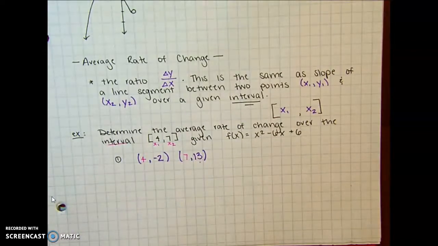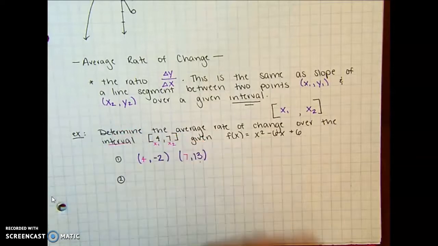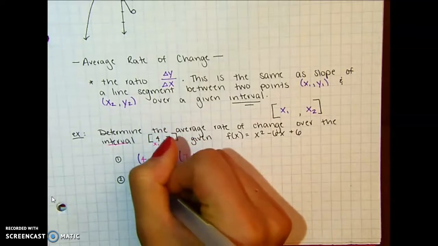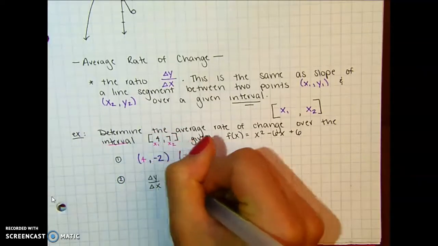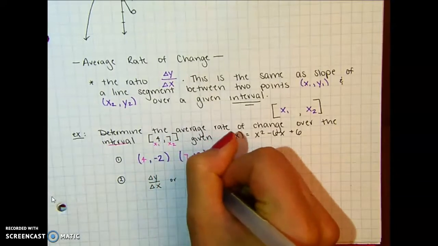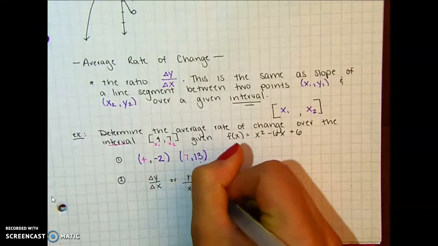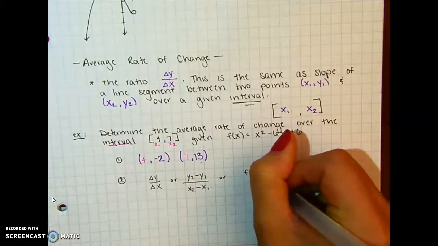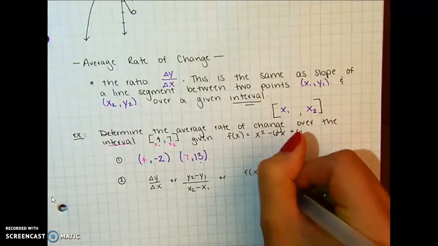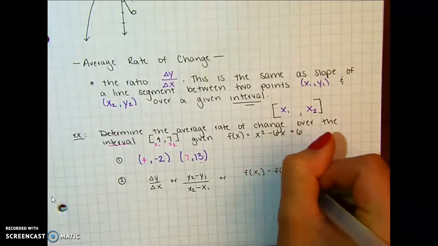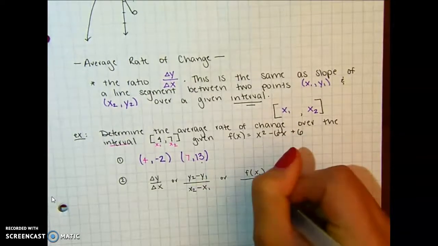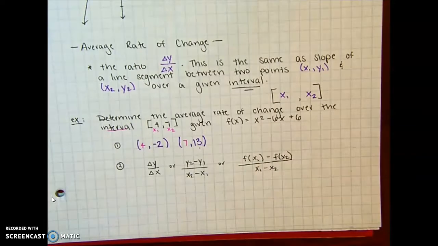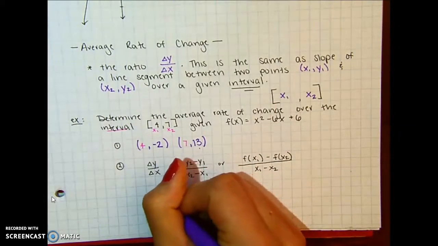So now that we have our coordinate points, the second thing we do is the formula. You could either write change in y over change in x, or y2 minus y1 over x2 minus x1, or your book says f of x1 minus f of x2 divided by x1 minus x2. These all literally mean the exact same thing. So pick one that you're comfortable with and then show your work.